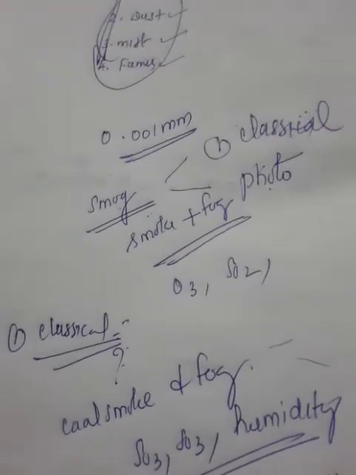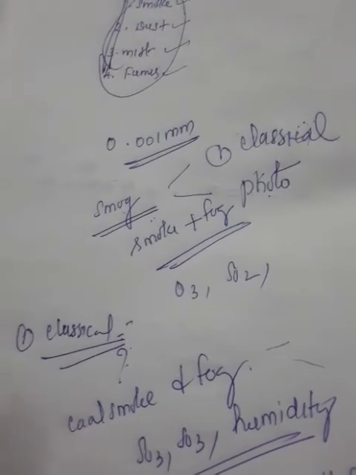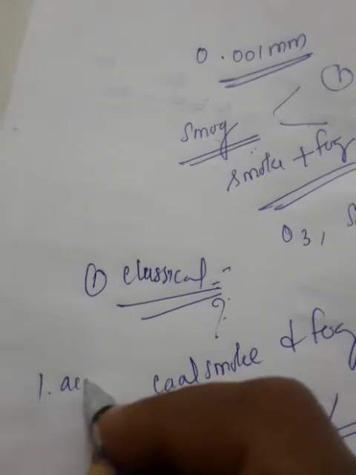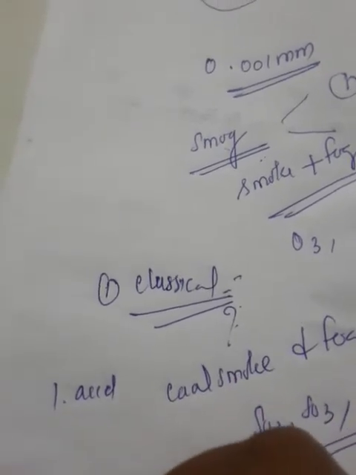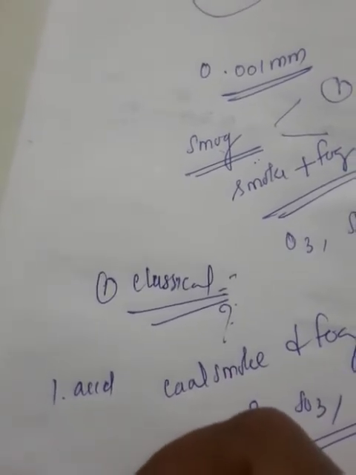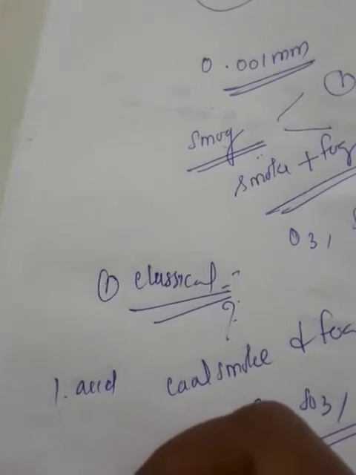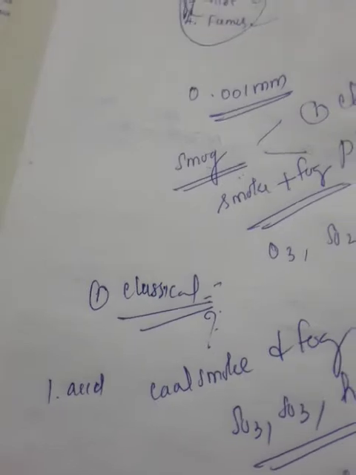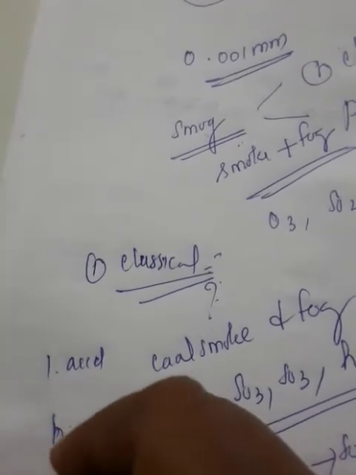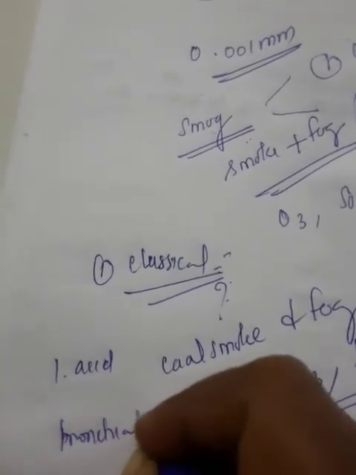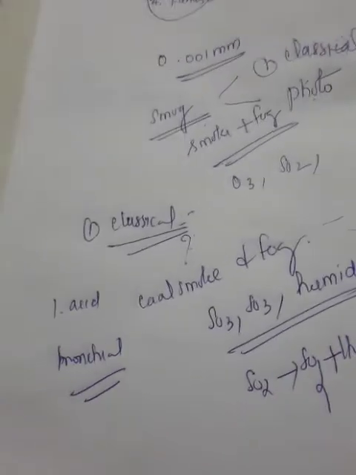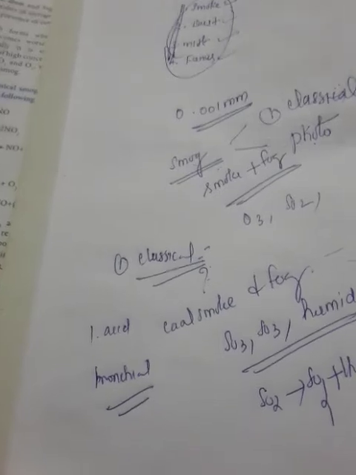So the effects of classical smog. Smog is primarily responsible for acid rain. Number one, acid rain. Number two, it causes poor visibility and it affects air and road transport. Then it also causes bronchial irritations. So these are about classical smog or London smog or reducing smog.